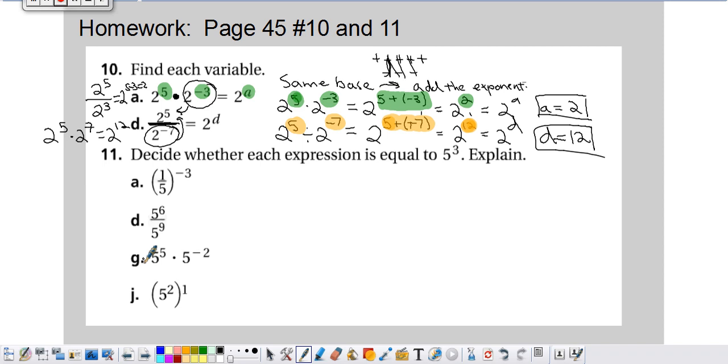Alright? Now, number 11 asks you to decide if this expression equals 5 to the power of 3. So we're going to do something very similar to some of the questions that we've done in the past, which was, is this similar to something to the power of something else? So let's take the first one, for example, 1 over 5 to the power of negative 3. When you have a power of a fraction, then it is the fraction of the powers.